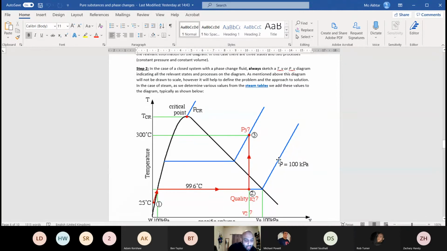So we're going to go to Steam Tables now. Did you download a Word or Adobe file from Teams? Yep. It's titled Steam Tables, the most boring thing in the entire world. Now, what you've got here is this.